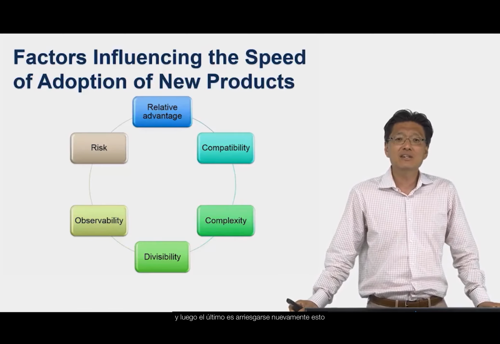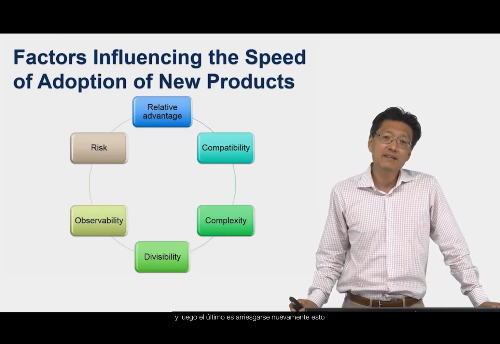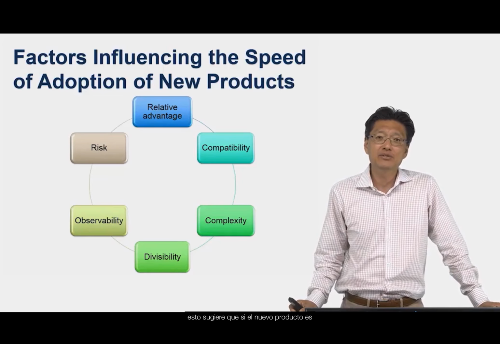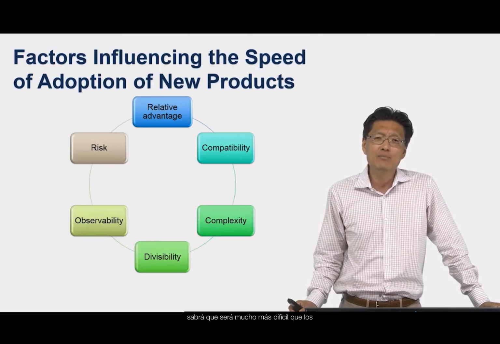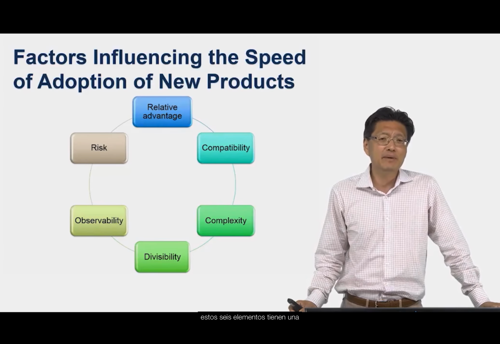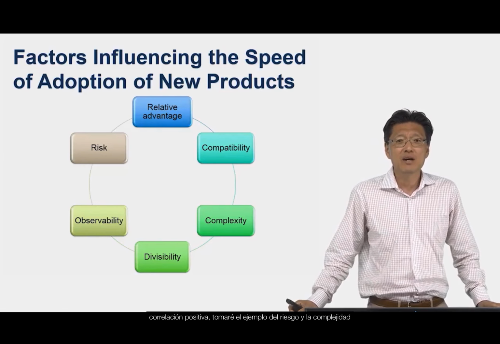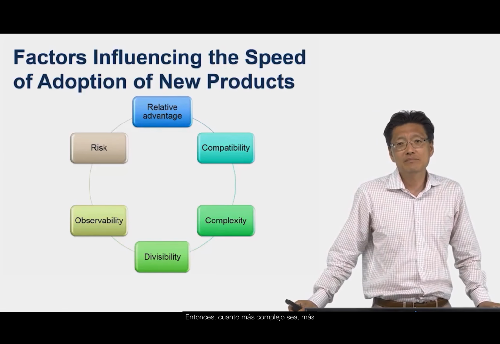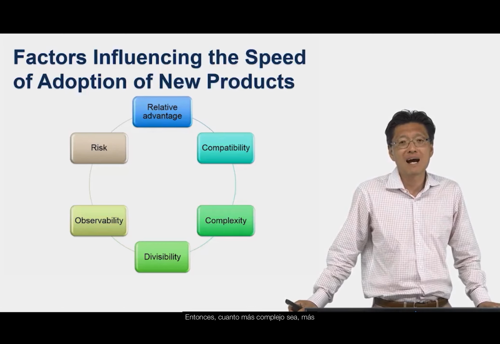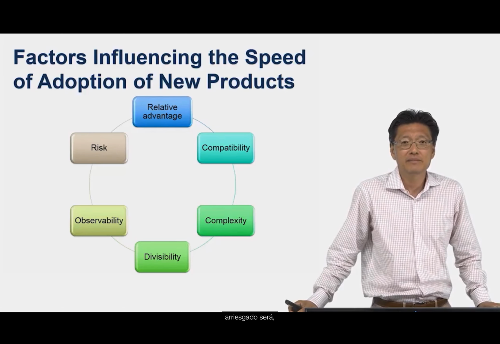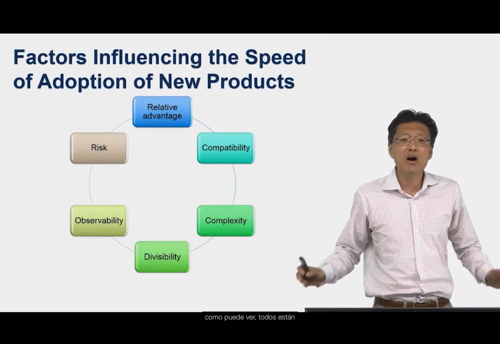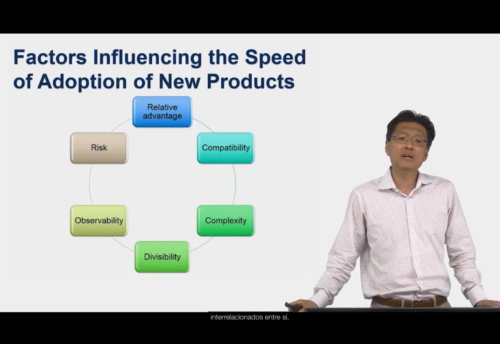And then the last is risk. Again, this suggests that if the new product is riskier than the old product, then it'll be a lot more difficult for customers to adopt. Some of these 6 elements have a positive correlation. Take the example of risk and complexity. The more complex it is, the riskier it'll be. As you can see, these are all interrelated to one another.